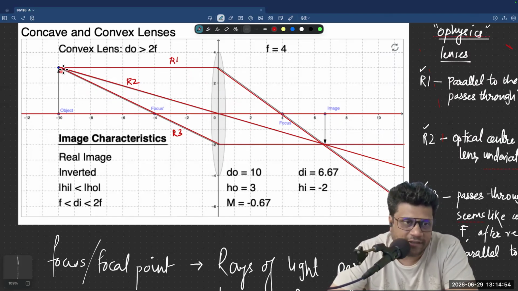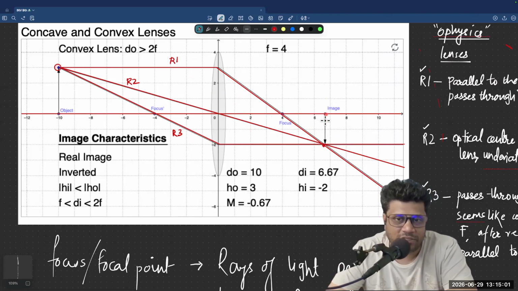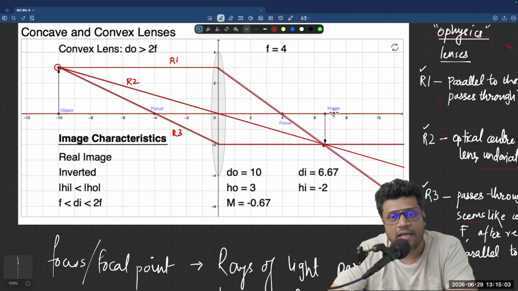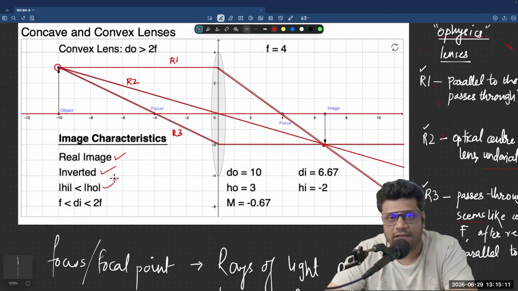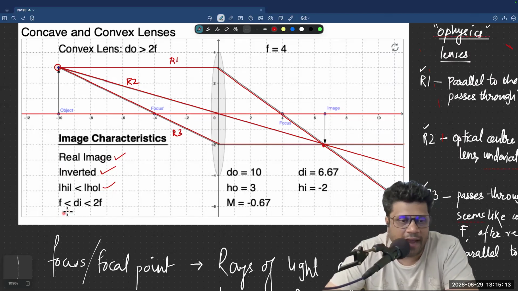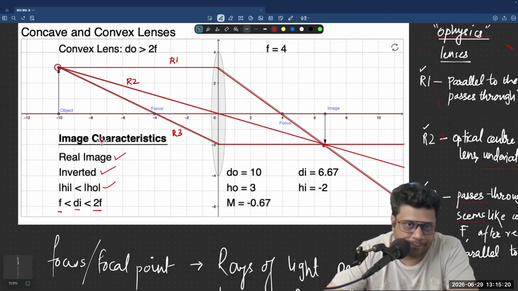And if the rays of light coming from the tip of the object have converged to meet at that point, that's where the tip of the image is going to be. In this case, you've got a real image created, you've got an inverted image, you've got the height of the image smaller than the object, so it's diminished, and the distance of the image is between f and 2f in this screenshot.